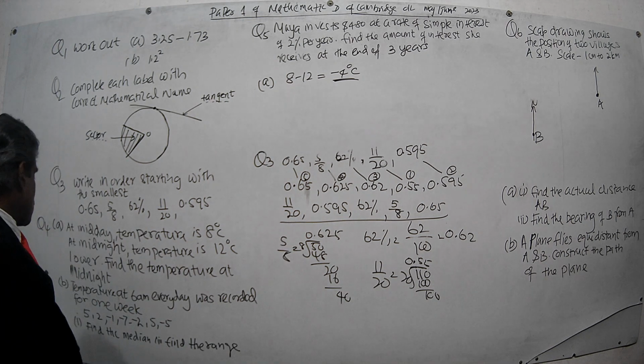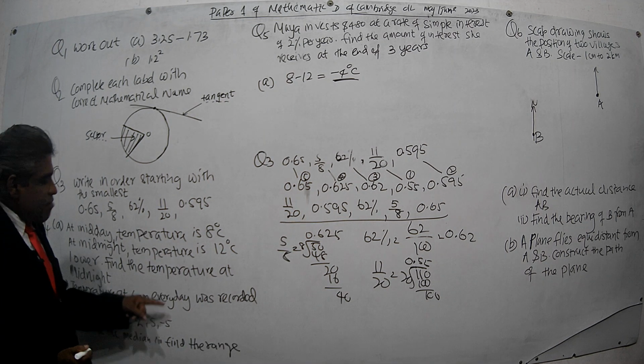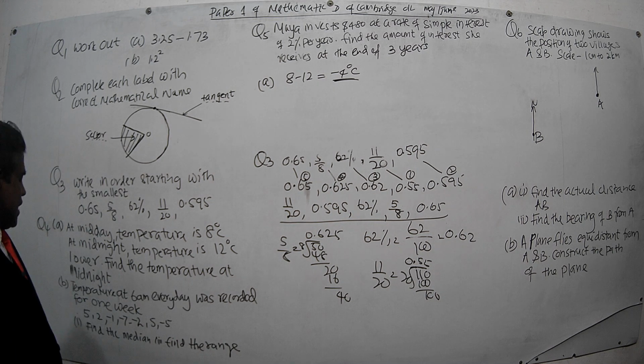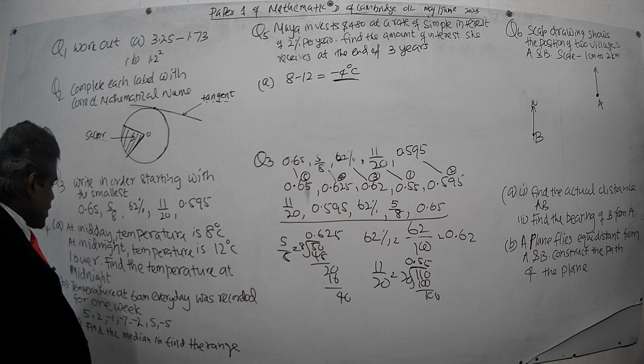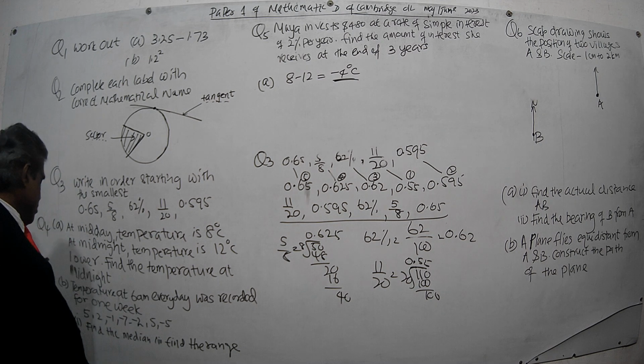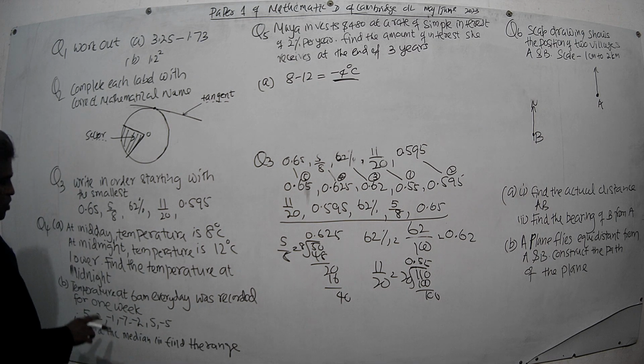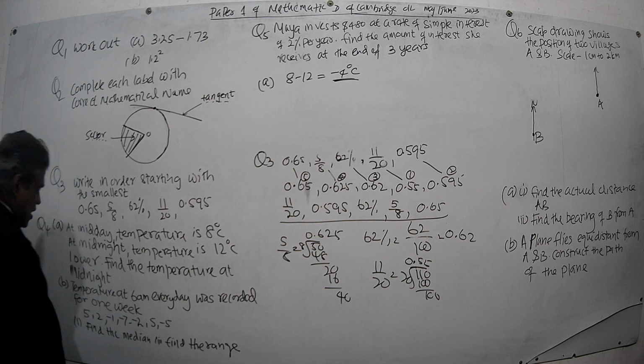Right. Then next one. Temperature at 6 a.m. every day was recorded for 1 week. They have recorded the temperature every day at 6 a.m. for 1 week, for 7 days. Those temperature values are given here: 5, 2, minus 1, minus 7, minus 2, 5, minus 5. They ask find the median and find the range.